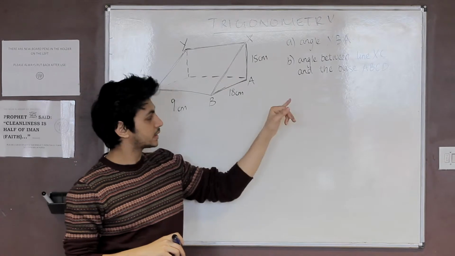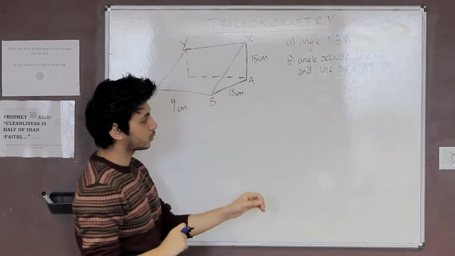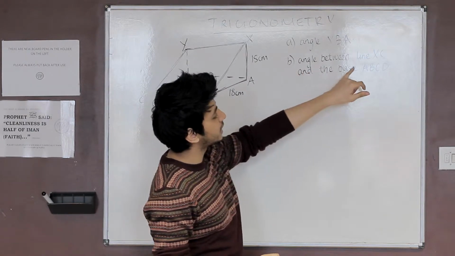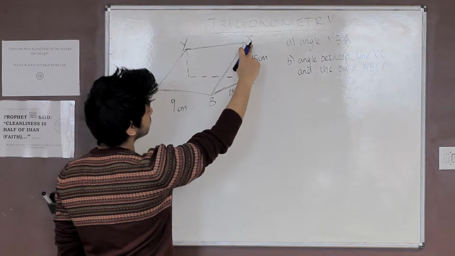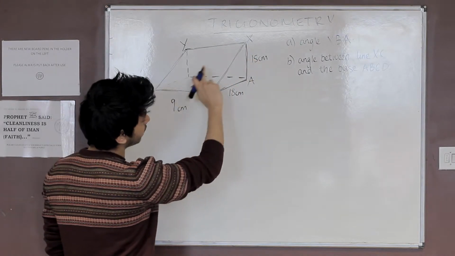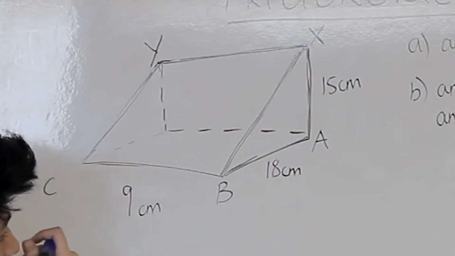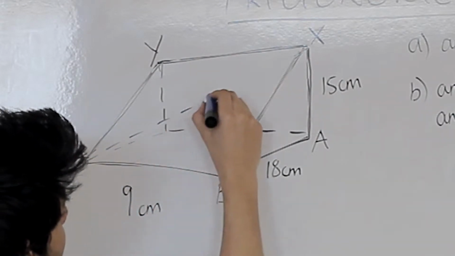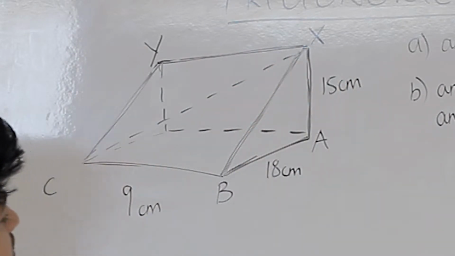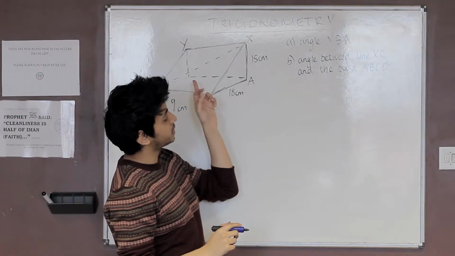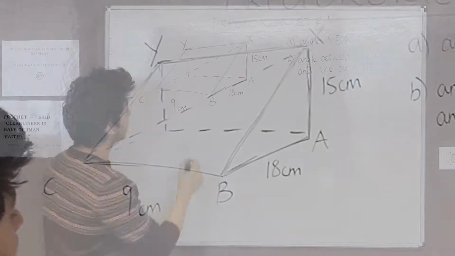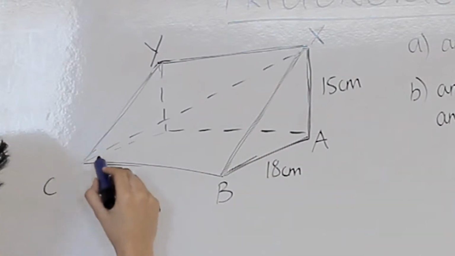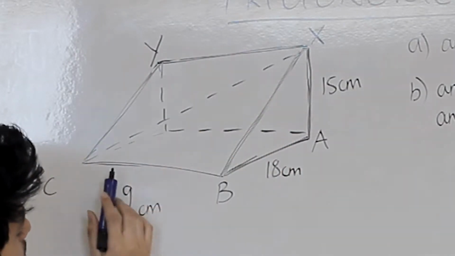Now we're going to move on to the second part of the question, which is slightly different in the way it's worded. It asks us to work out the angle between the line XC. X is here, C is over here. As we can see, there's no actual line that goes from X to C, so we're going to have to introduce an imaginary line. We want to work out the angle that this imaginary line makes with the base ABCD. Our base is simply this little square at the bottom of the shape.